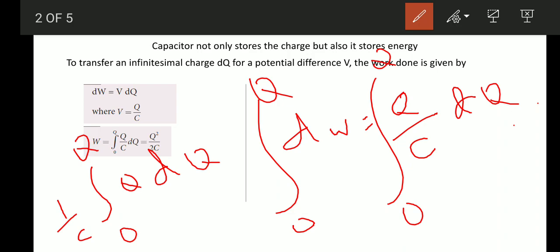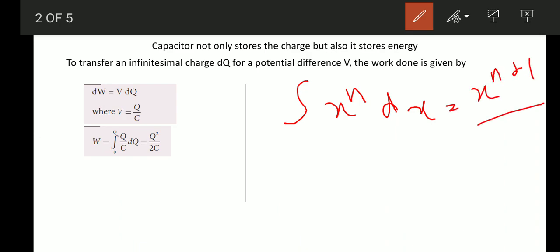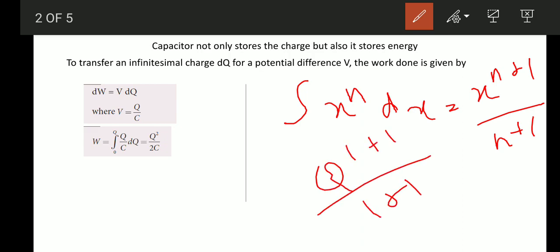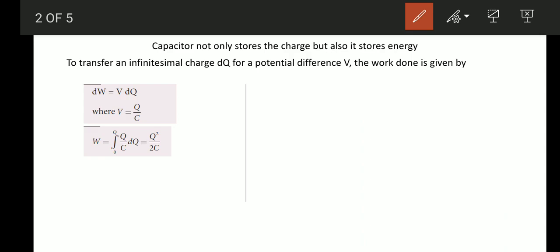We need to evaluate this integration. The integration is in the form of integral of x power n dx, which is equal to x power n plus 1 divided by n plus 1. Here the value of n is 1, so it becomes Q power 1 plus 1 divided by 1 plus 1, which is Q square by 2. So that is the value of the integration. Then when I substitute the integration value, we get Q square divided by 2C.